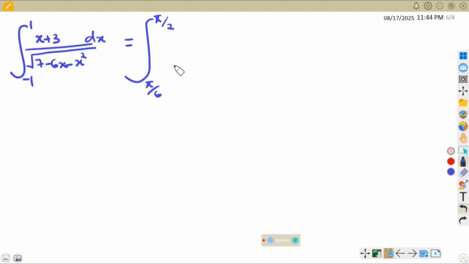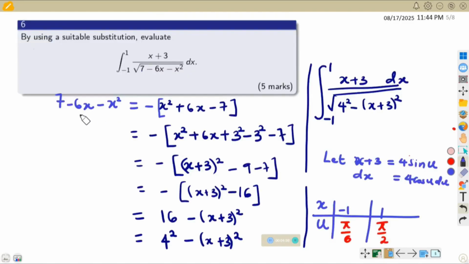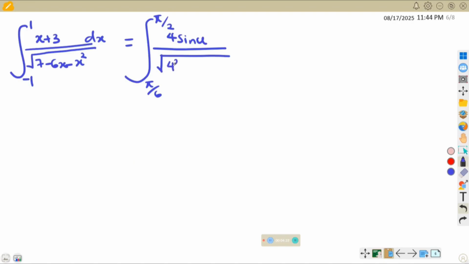Instead of having x plus 3, we are substituting it with the 4 sine u divided by the square root. What did we get under the square root? Instead of 7 minus 6x minus x squared, we got 4 squared minus, open brackets, x plus 3 squared. But this x plus 3 was the same as having 4 sine u. So because it is squared, we shall have 4 squared sine squared u. So we shall have divided by 4 squared minus 4 squared sine squared u.